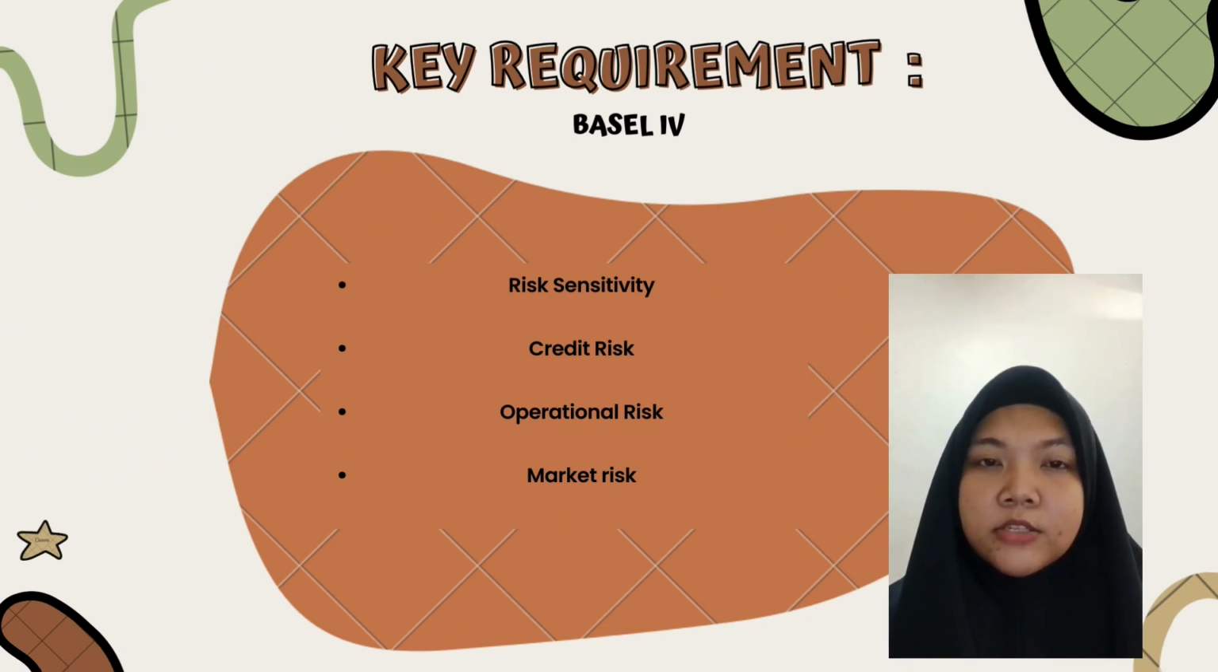The third one is operational risk. Basel 4 addresses concerns related to operational risk by introducing a revised standardized approach and a new standardized measurement approach (SMA) for calculating operational risk capital.